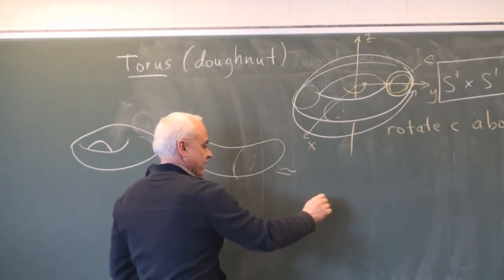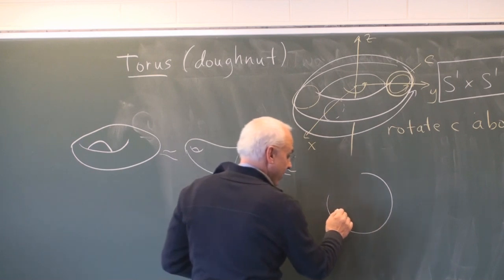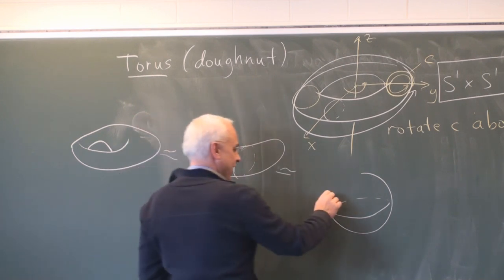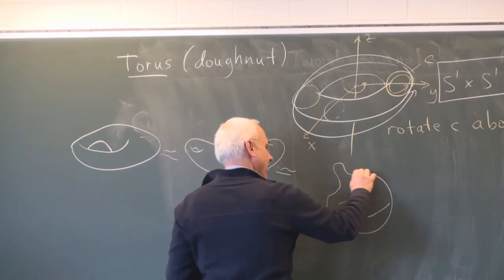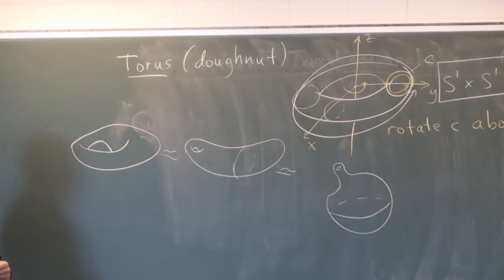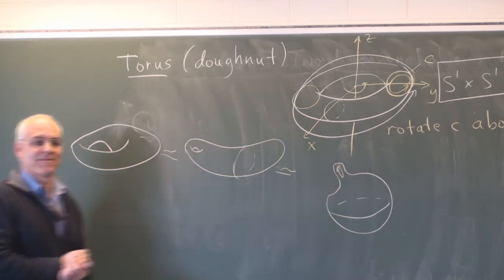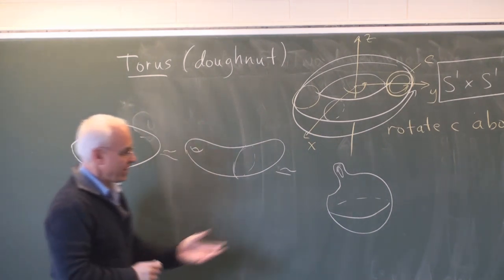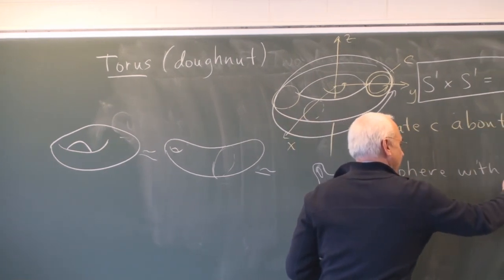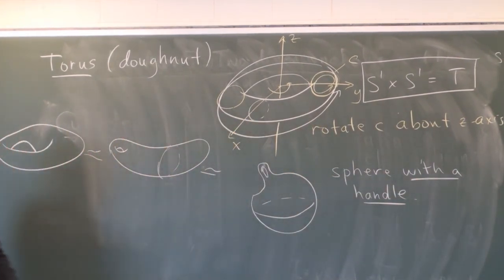We can deform it so that the potato shape is more like a tomato. And then this handle piece actually does look like a handle. Maybe I should make it more like a real handle. So in this way, it's starting to look like a sphere with a handle. And that's a very nice way of thinking about it that we'll generalize later.